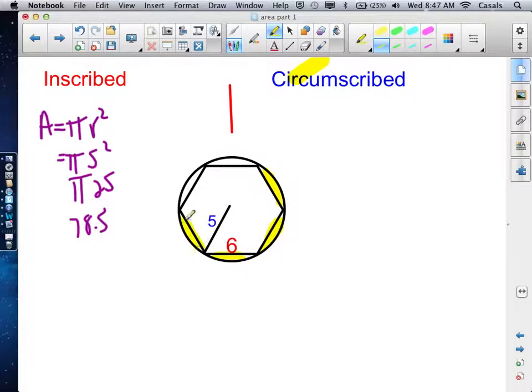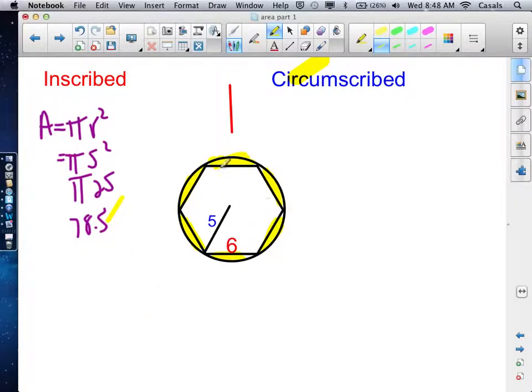So how do I find the area of this shaded region here? Well, let me ask you a question. Once you find the area of a hexagon, what are you going to do? Are you going to add that to this number, or are you going to subtract it from this number here? If you said subtract it, you guessed correctly. Yeah, you're going to subtract it from this number, okay?